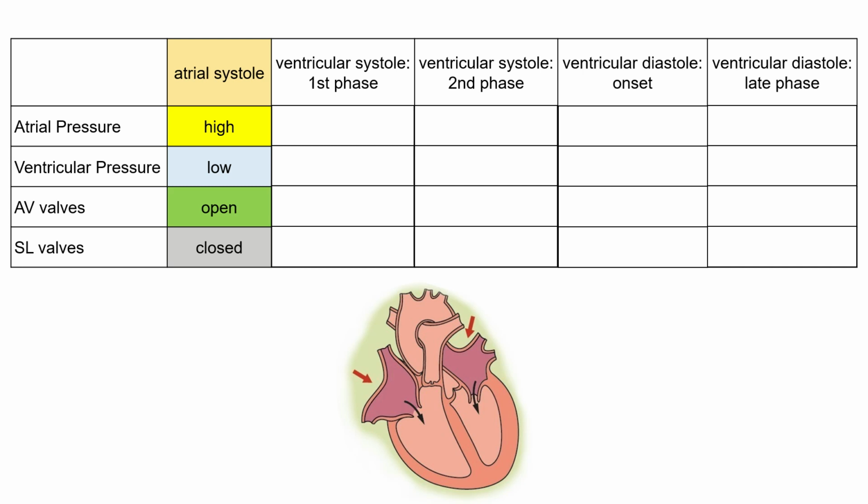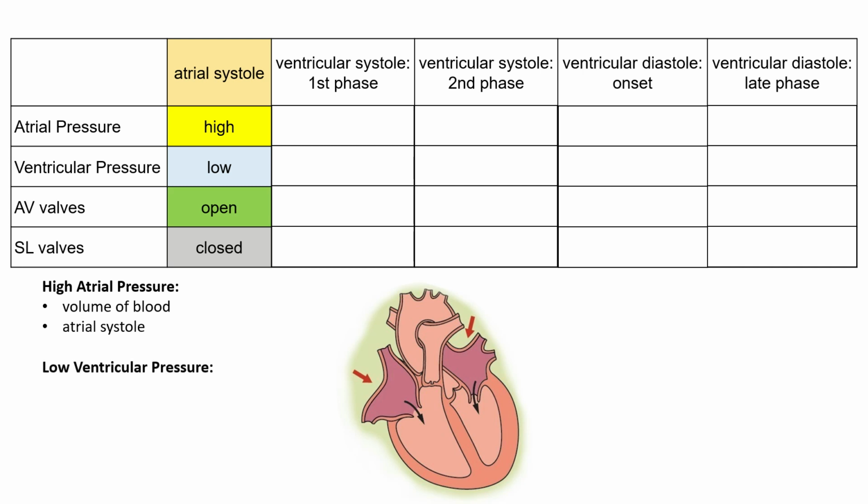Now, why is that? So why do we have high atrial pressure in atrial systole? It has to do with the fact that we have blood in the atria. And wherever blood goes, it's going to create some pressure. So just taking up space is going to create pressure. The other reason why we have high pressure in the atria during atrial systole is that the atria are contracting. And so that too is going to create pressure in that system. So these are reasons why we're going to see high atrial pressure.